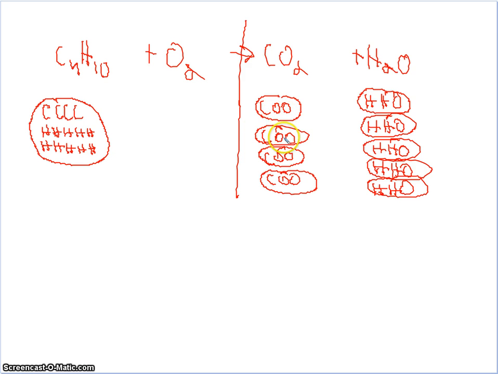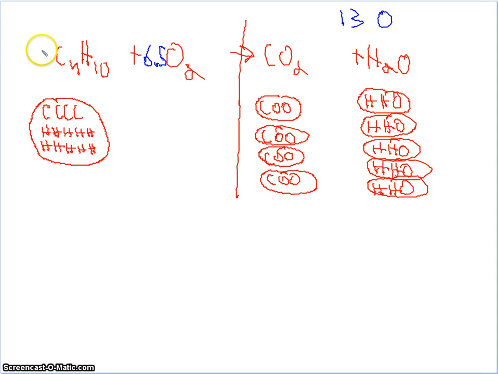I have 1, 2, 3, 4, 5, 6, 7, 8, 9, 10, 11, 12, 13 oxygens. 13 oxygens. Now each O2, there are 2 of them. So that means if I do the division here, I would need, which isn't possible, 6.5 oxygens, right? Because each one's 2, so 2 times 6.5 is 13.